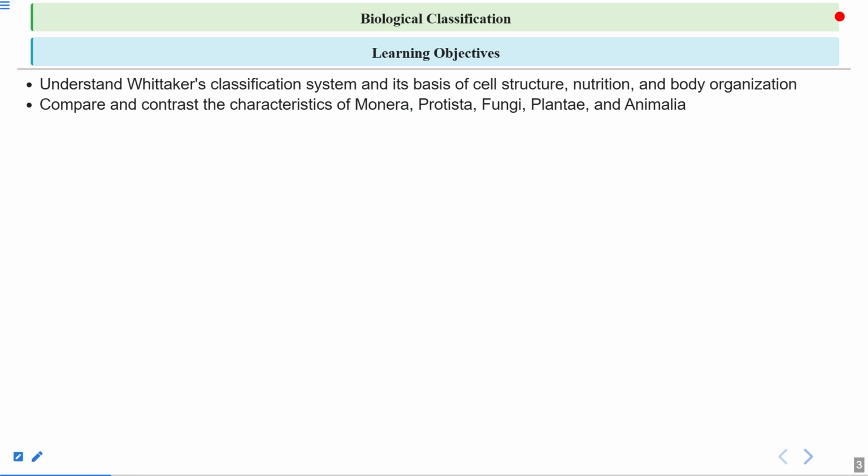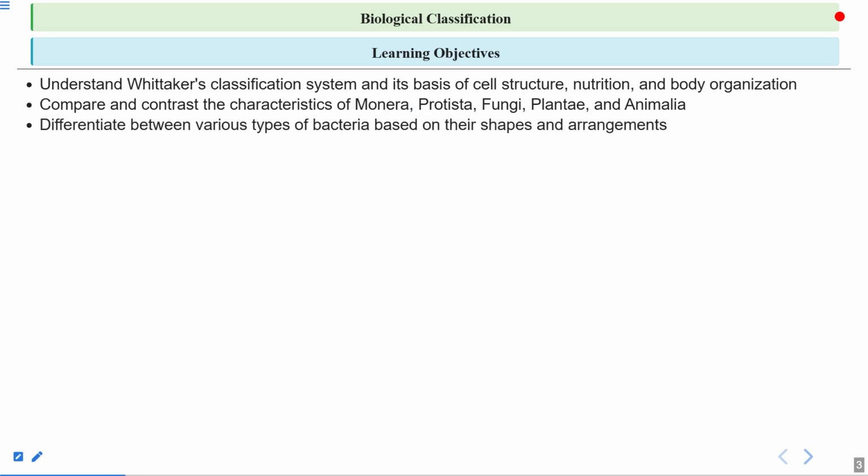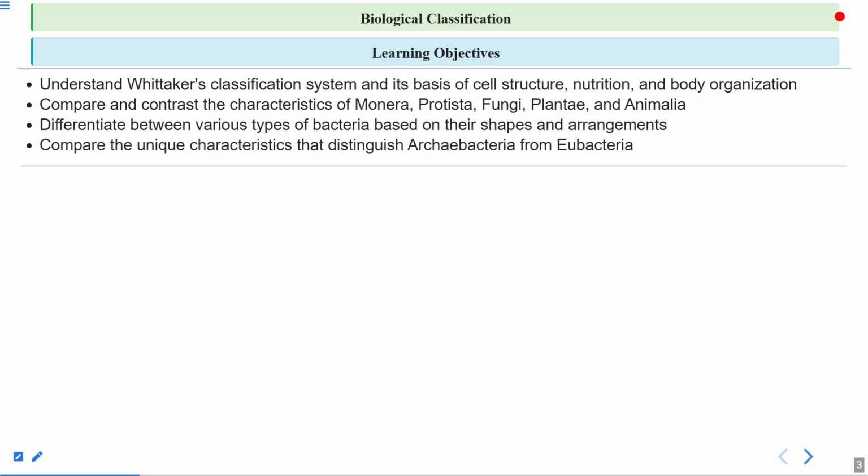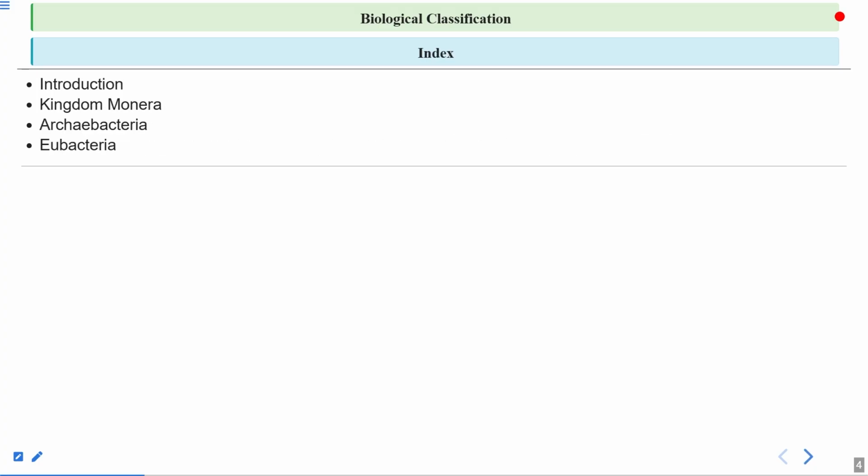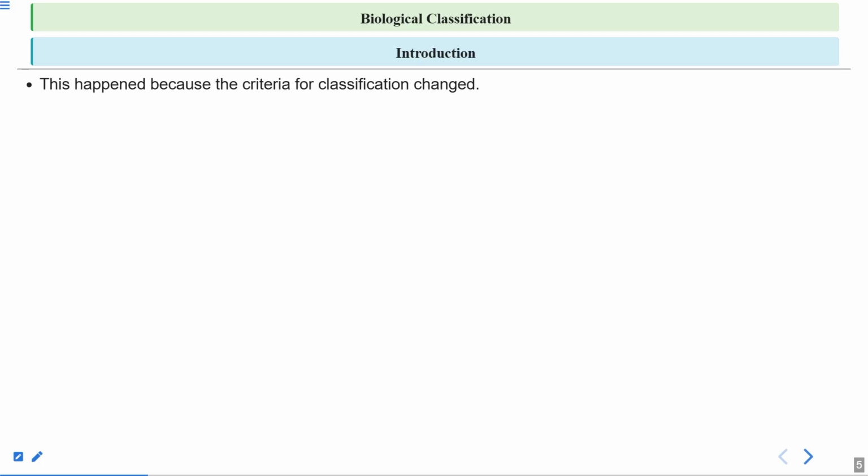Clear? Then we'll also talk about the different types of bacteria, how we can group bacteria based on their shape. We'll also talk about the archaebacteria and the eubacteria. So we'll talk about the introduction. I will introduce you to this chapter, biological classification. We'll talk about kingdom Monera, and within kingdom Monera, we'll talk about archaebacteria and eubacteria.